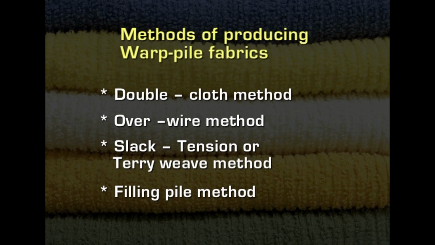Then coming to the filling pile method, in this type of weaving the pile is formed by an extra set of weft yarns that are being used here. And so, the pile in filling pile fabrics is not made in the form of loops, it only floats on the surface of the fabric, or on the face of the fabric.